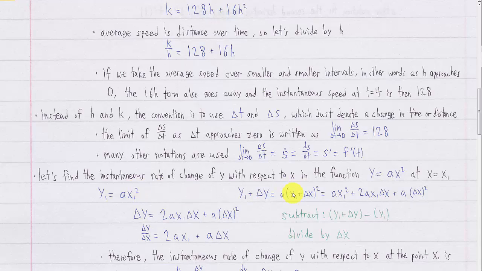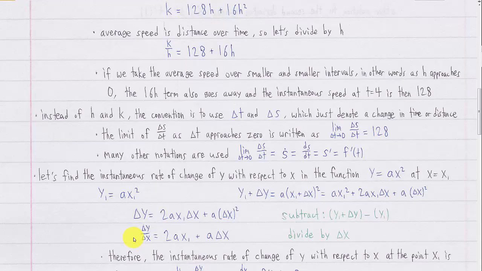Then we plug in x1 plus delta x, where delta x makes it some x after this point x1, and then y will change by some value delta y. So we plug x plus delta x into this equation and expand this out. Then, like before, we subtract this from this to find delta y. And to find the average rate of change, we divide this by delta x. We have the average rate of change of y over this interval delta x.